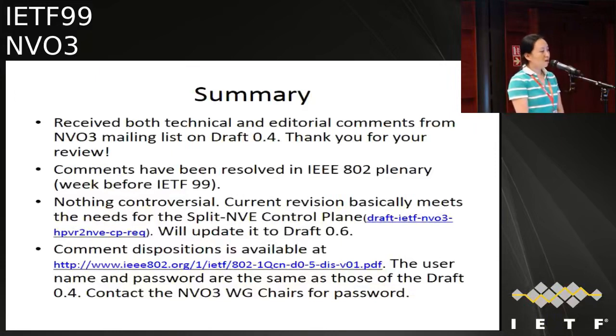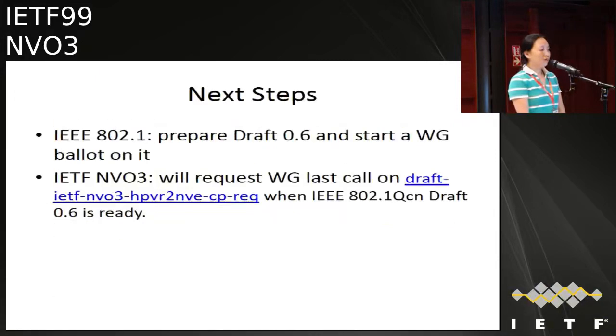So basically what we are going to do is, on the IEEE 802.1 side, we are going to prepare the new document draft 0.6 and start a working group ballot on it. And at the IETF NVO3 side, we are going to request a working group last call on the requirement documents after this QCN draft 0.6 is ready. So this is the update.